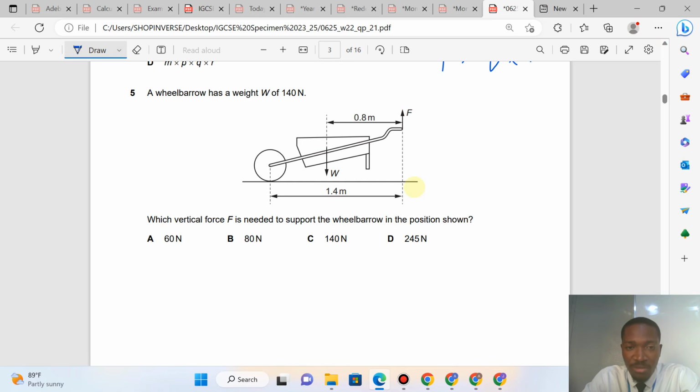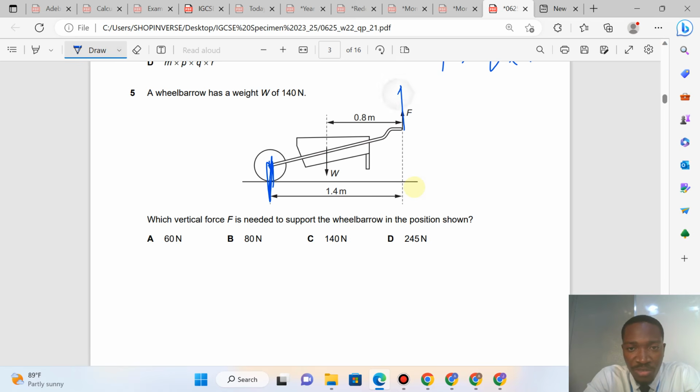Which vertical force F is needed to support the wheelbarrow in the position shown? Now, if you look at this question, it is a question on moments, and this is the pivot. The fixed point is here. This is the pivot. This is the force.